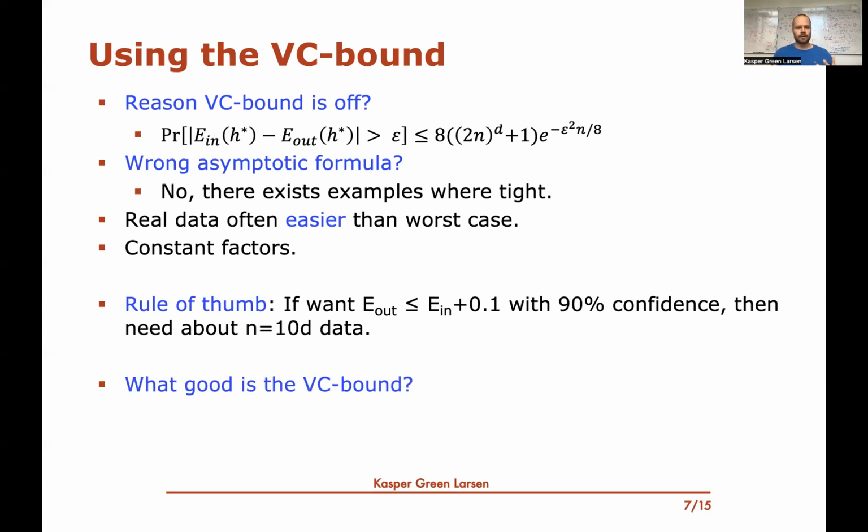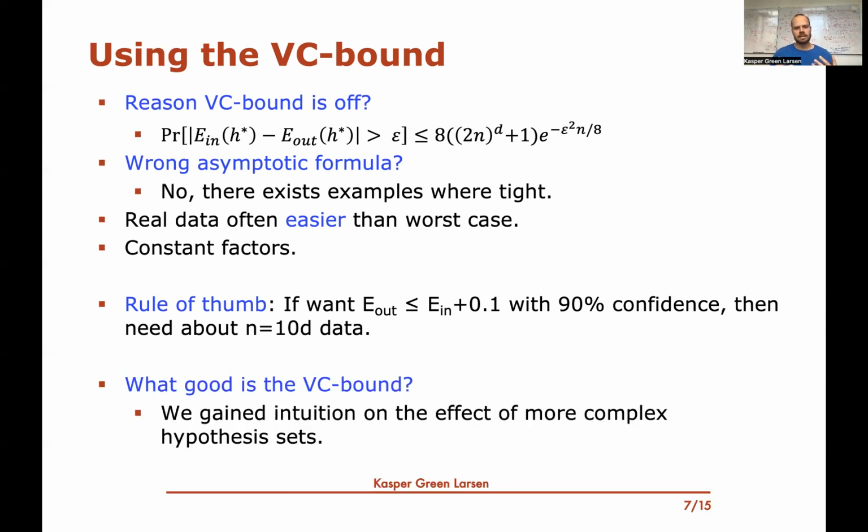So if the VC bound is so far off in terms of the constant factors that you can't really use it to give any guarantees of this type, what good is it? What could we use it for? At least to me, the main reason is that we learned something about the effect of using a complicated hypothesis set. And maybe also the asymptotic behavior is still the right kind of dependency: a quadratic dependency on epsilon, and an exponential dependency on the number of training examples. So you can still get all these intuitions out of the bound, even though you cannot use it to get concrete numbers when you want a guarantee like this.